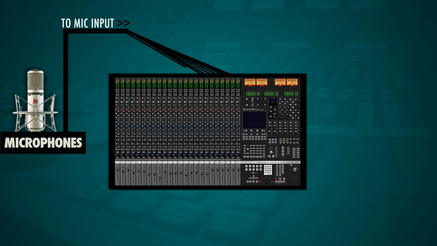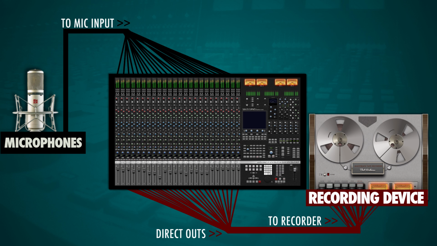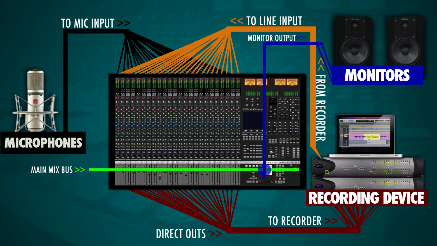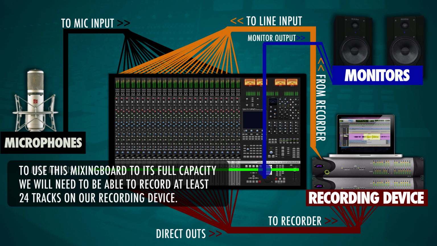And let's just start off with a regular recording setup. We can also visualize an audio interface instead of a tape machine, so let's use that. So to use the full capacity of this mixing board, we need to be able to at least record 24 tracks, preferably at the same time.